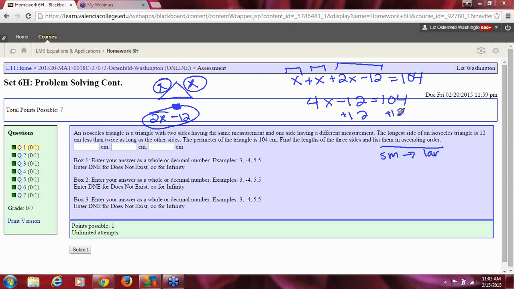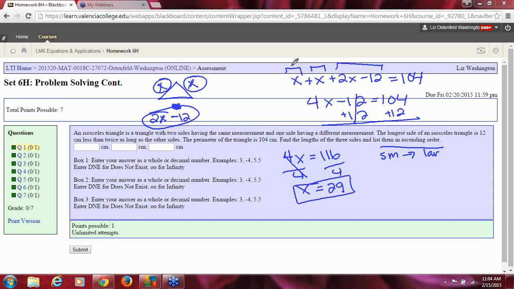So when I add 12 over here, I get 4x is equal to 116. To get x by itself, I have to divide by 4. So I get 29. My x is 29.